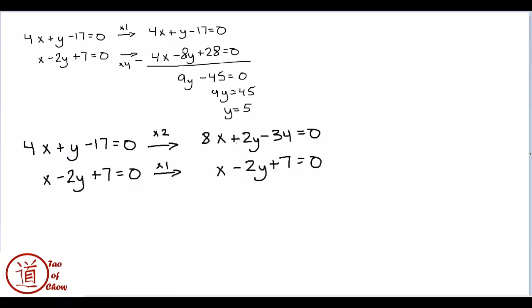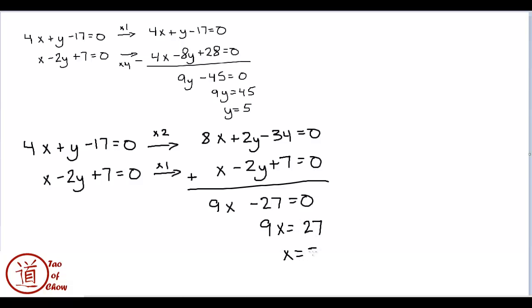Okay, now I've got 2y and negative 2y. The only way to make them eliminate is if I add the two equations together. So I have 8x and x is 9x. Okay, 2y plus negative 2y is just 0, and negative 34 plus 7 is negative 27, equals 0. Okay, then I end up with 9x is equal to 27, and x is equal to 3.